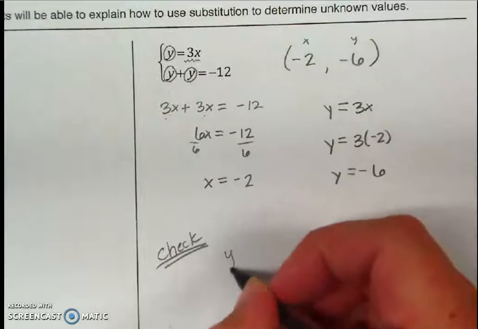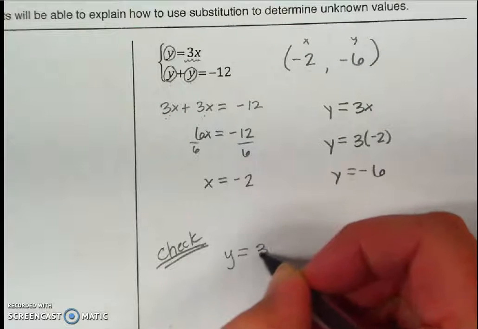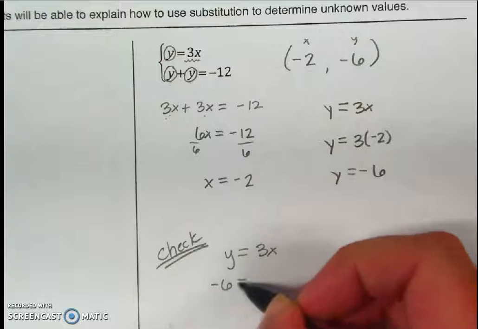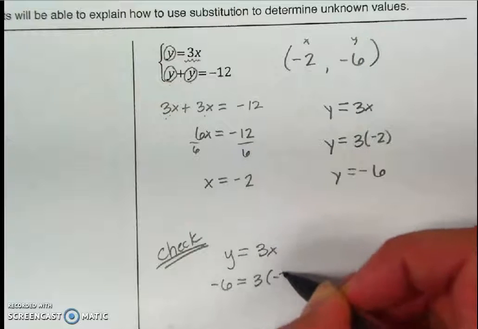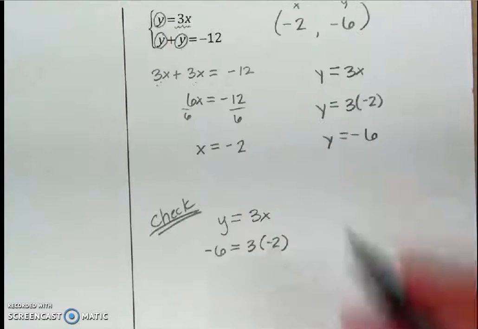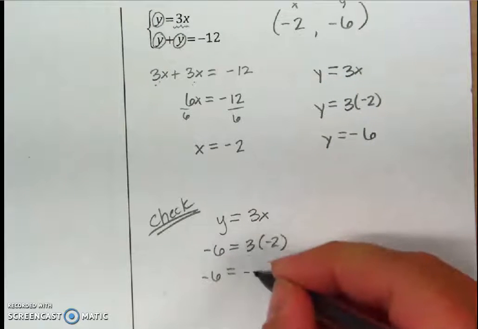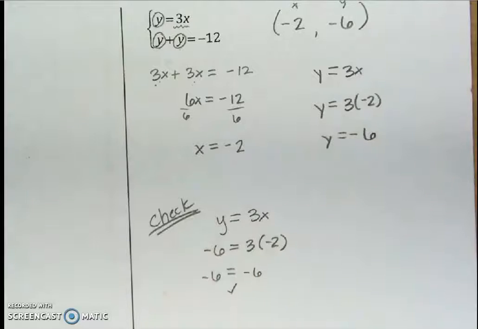The original equation, first one, was y equals 3x. I'm saying y is negative 6 when x is negative 2. Let's see if that works out. Negative 6 should be equal, let's see, 3 times negative 2 is negative 6. So it works for the first equation.